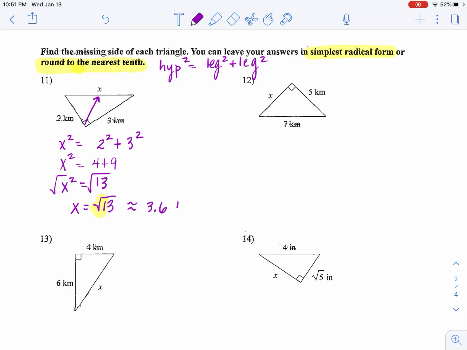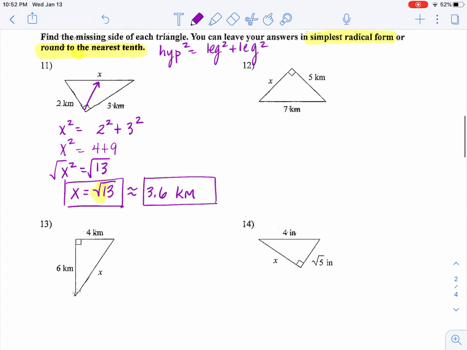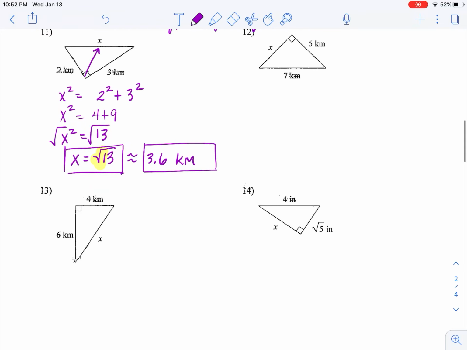And if we were being really good, we would put the kilometers on there, the units, but I won't take off if you don't do that. So either 3.6 or the square root of 13 are perfectly acceptable answers. So if I do one more, let me just do something like, actually, let's do number 14.